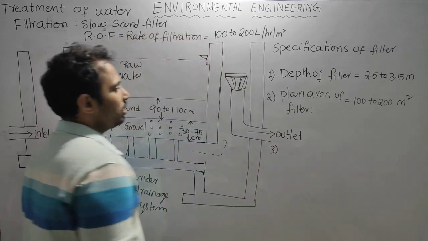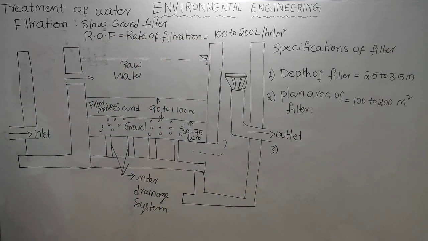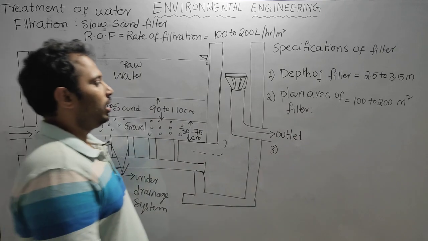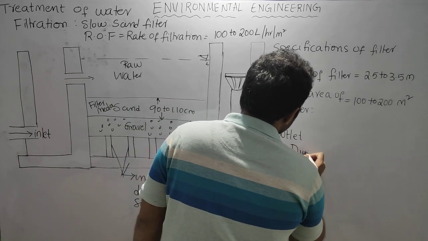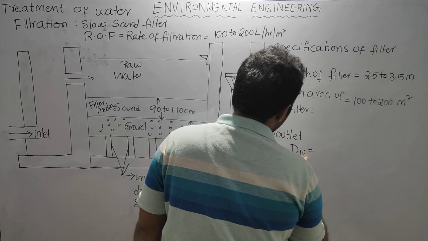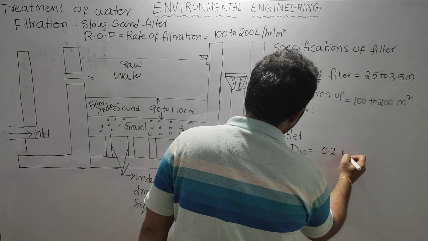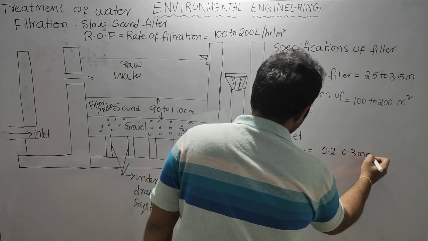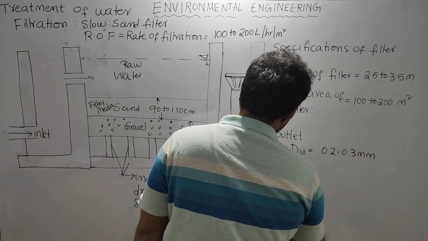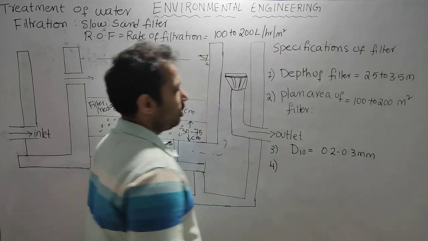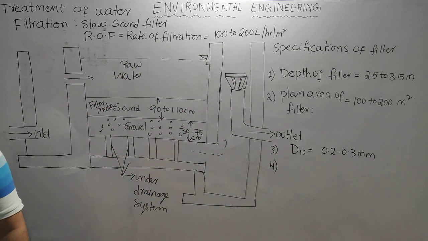Okay, and next is D10 of the filter media. D10 is 0.2 to 0.3 mm. D10 is what? The effective size of the filter media is 0.2 to 0.3 mm. And D60 by D10, that means the coefficient of uniformity.